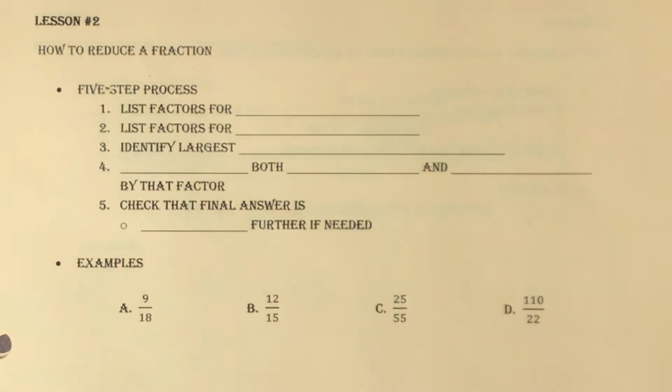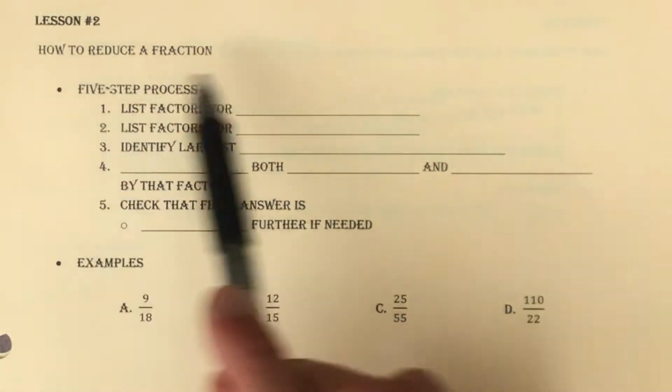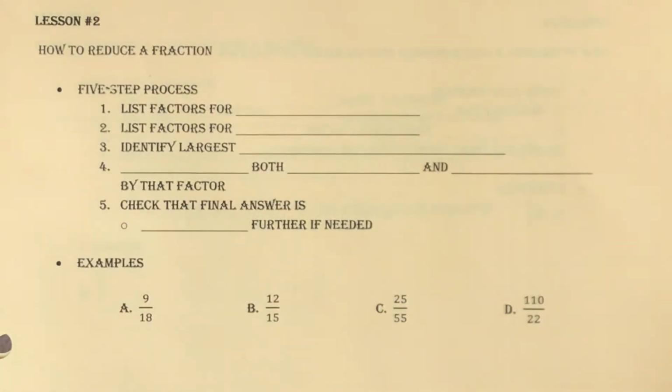So you're on to lesson number 2 in chapter F. And lesson number 2 is all about how to reduce a fraction. If you're looking at your page, you should see lesson number 2, how to reduce a fraction. Before we actually do any of it, I want to talk about the process we should be going through mentally as we do it.